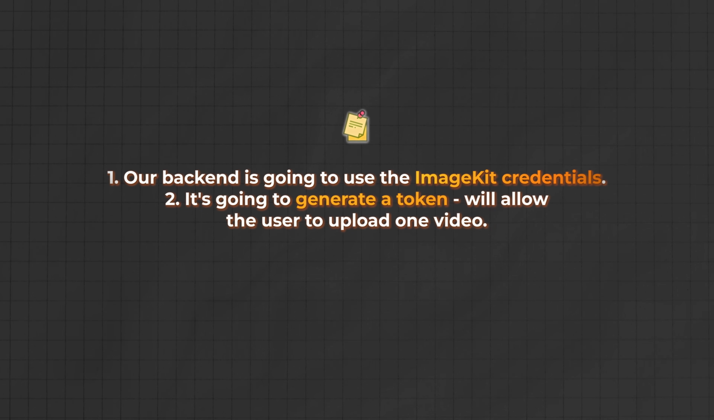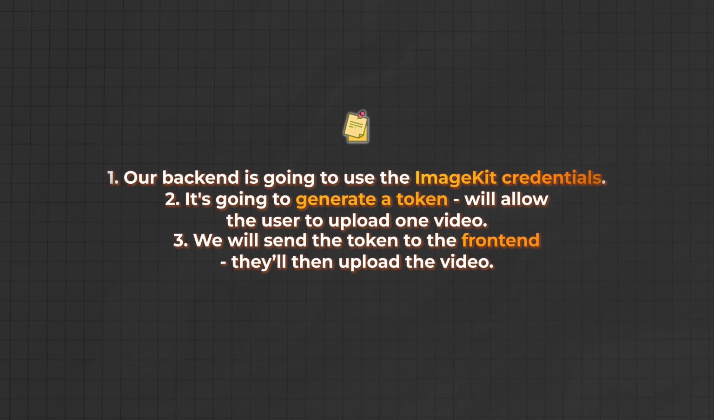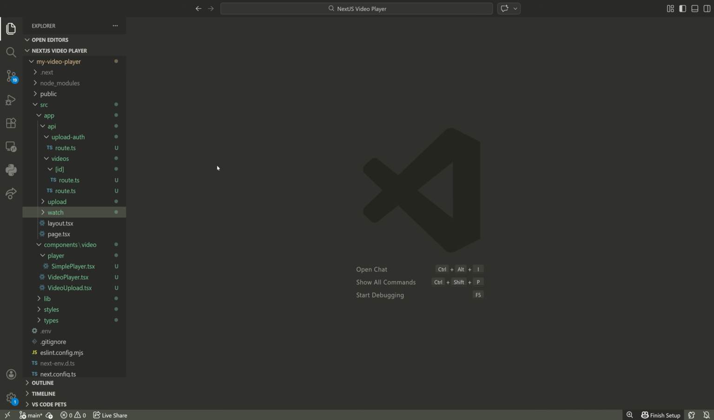So the basic idea is our backend is going to use the ImageKit credentials. It's going to generate a token. That token will allow the user to upload one video. We will send the token to the front end. They'll then upload the video. And if they wanted to do another one, they would ask the backend again. You can make this as secure or insecure as you want, but this is the basic setup and flow that you should follow.